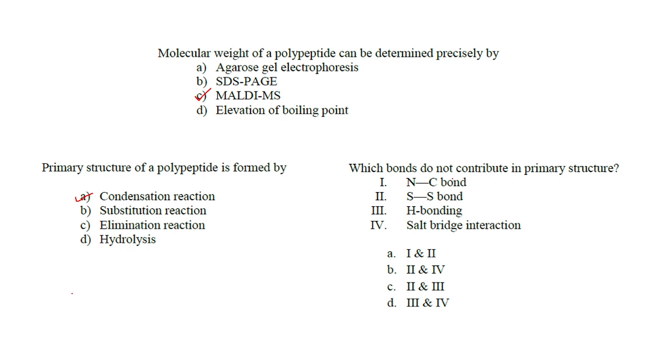Which bonds do not contribute in the primary structure? That is also easy. In the primary structure, you have the N-C bond, you have the S-S bond, but hydrogen bonding and salt bridge interaction do not participate in the primary structure. So 3 and 4.